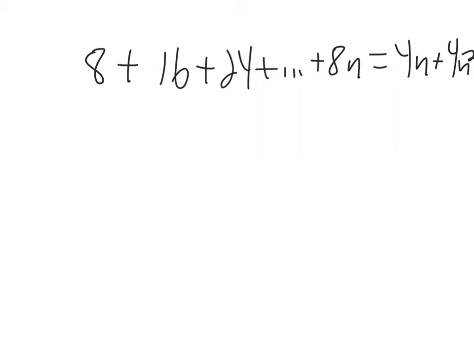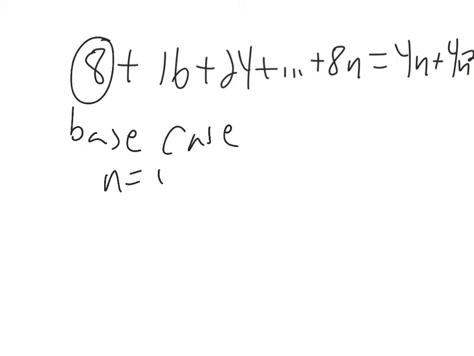So the first step is called the base case. And that's n equals 1 or n equals 0. I've seen it done both ways. I tend to use 1. So the first term is 8. So the first number is 8. So when n equals 1, the series is 8.